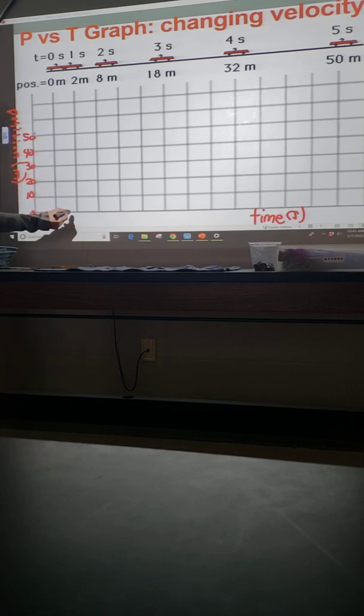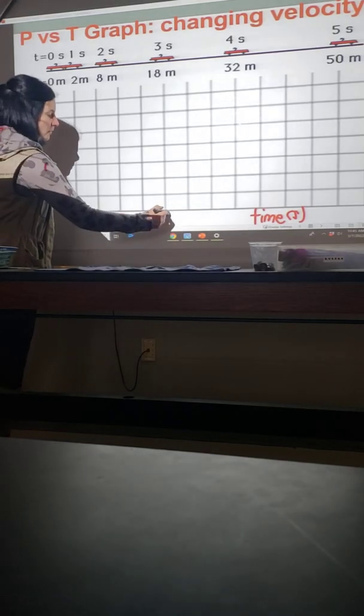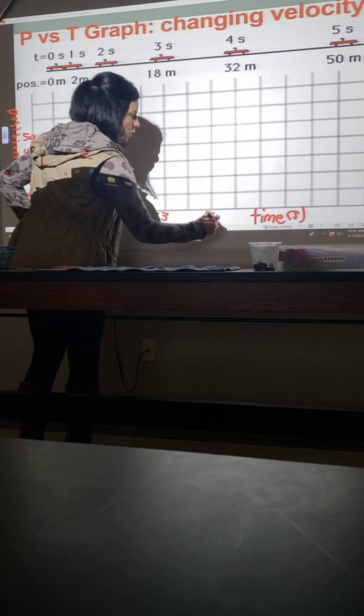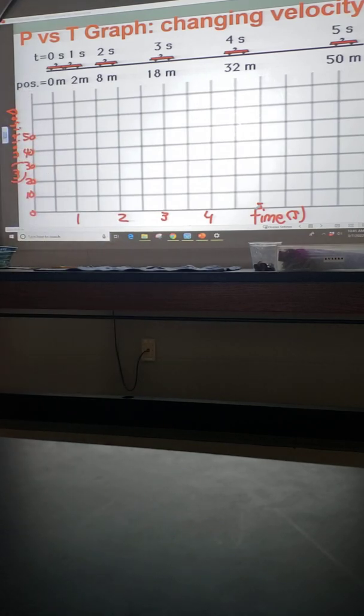And then time, this time I'm going to make it worth every other space. So each space is actually a half a second. So 1, skip, 2, skip, 3, skip, 4, and there's 5. Okay, just so you can see how when you spread things out, you make your spaces worth a smaller value, it actually makes your graph bigger.